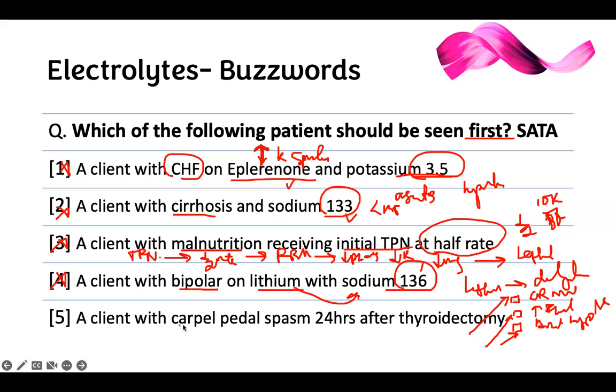A client with carpopedal spasm 24 hours after thyroidectomy. Yes, they have thyroidectomy, we talked about it. Their calcium goes down. Symptoms of calcium going down is carpopedal spasm. And therefore, this patient needs to be seen first.